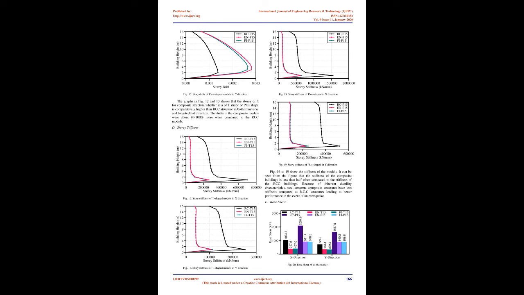The loading details and the seismic parameters are shown in Tables 2 and 3. The models were analyzed in ETABS software. All the sections were designed as per codal requirements. The RCC model was designed using IS codes and the composite models were designed as per AISC 360-10 due to unavailability of Indian code for composite structures. Fig 4 and 5 represent the plan and 3D view of T-shaped models. Fig 6 and 7 represent the plan and 3D view of plus-shaped models.